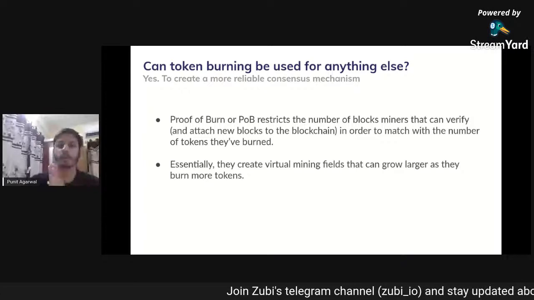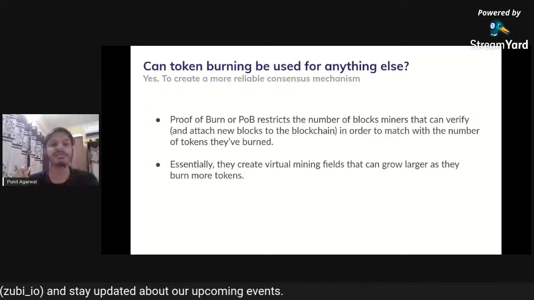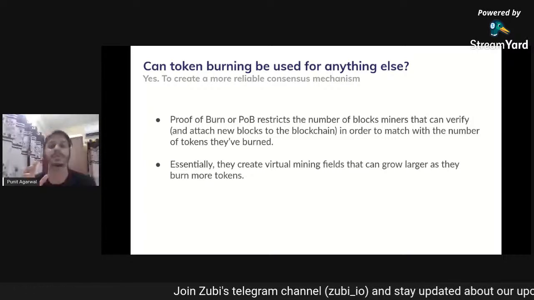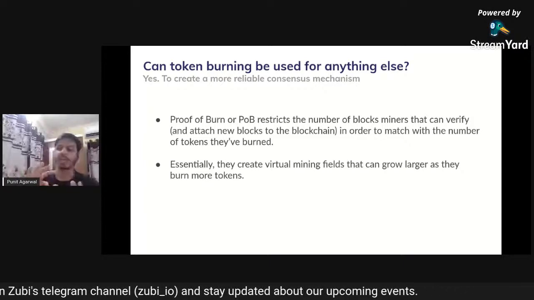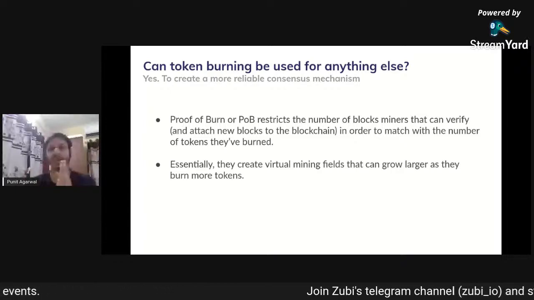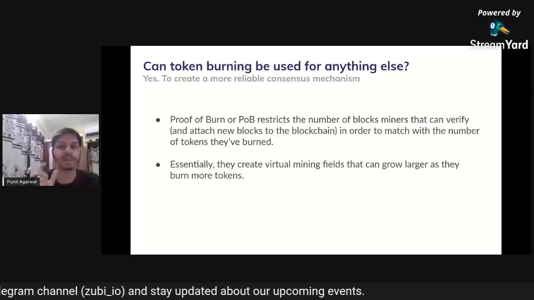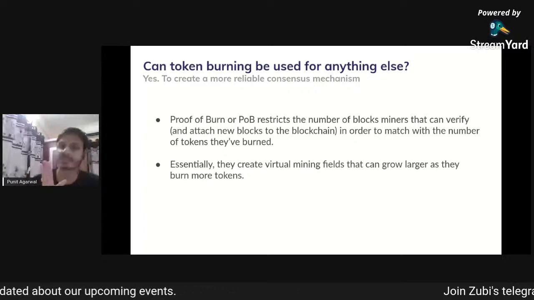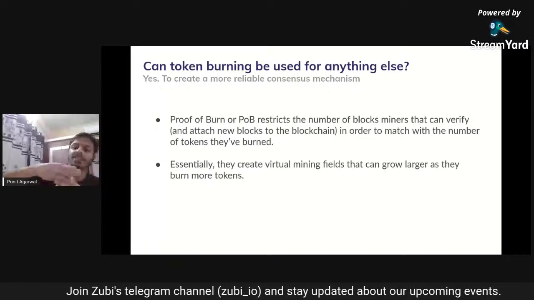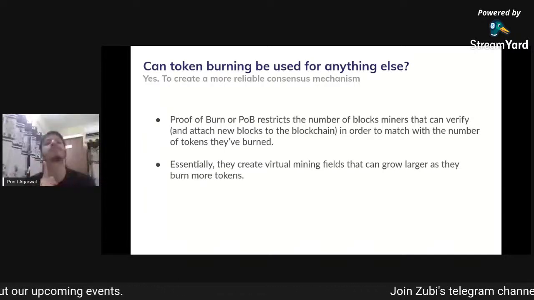Proof of burn, or POB, restricts the number of block miners that can verify and attach new blocks to the blockchain, in order to match the number of tokens they have burnt. So let's just quickly understand how exactly mining works. In mining, there are a lot of miners. All of the miners want to solve a quick puzzle, and the one who solves it first gets the reward. The rest all fail. So when there are, let's say, thousands or lakhs of people who want to solve it first, only one would be the winner.